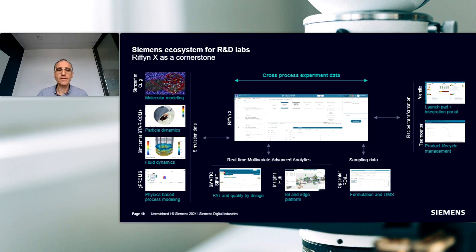And of course, on the right-hand side, we see the continuity of the data. So how from the definition of the recipe that we have in Riffyn, we can go to the next stage. So to the recipe transformation, how do we start structuring the data for manufacturing, for pilot, for the execution system that will come later on, and defining that into product lifecycle management or Teamcenter tool that will be able to capture all the relevant information that we're taking from this initial experimentation phase from Riffyn.